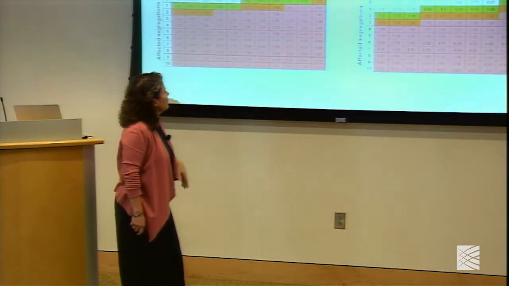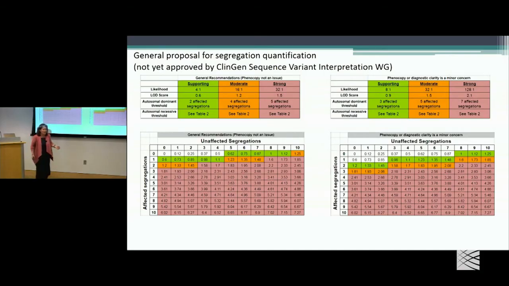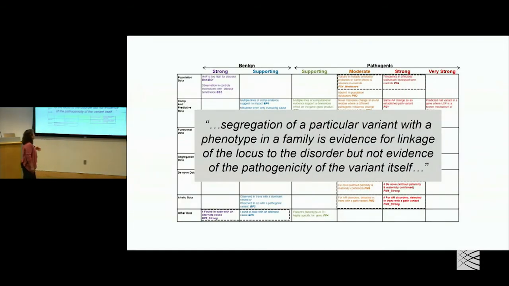So we are still in the process of coming up with the quantitative guidance through the ClinGen effort. We've actually come up with tables to help clinical labs count up affected and unaffected and arrive at a LOD score without having to calculate it, and then plug it into these formulas. So counting segregation is important, and that's actually a quantitative piece of evidence.